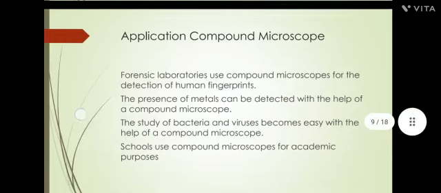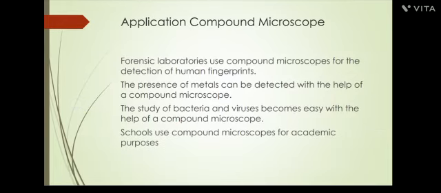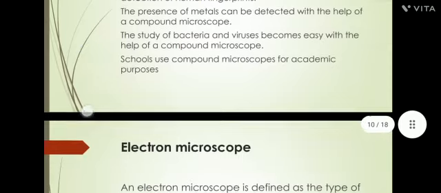Applications of compound microscope. Forensic laboratories use compound microscopes for the detection of human fingerprints. The presence of metal can be detected with the help of a compound microscope. The study of bacteria and viruses becomes easy with the help of a compound microscope. Schools use compound microscopes for different purposes.